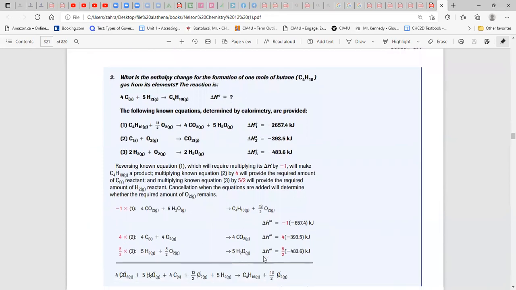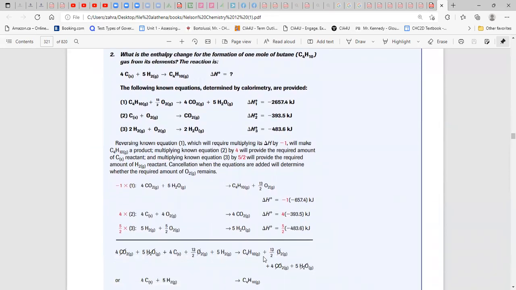This is another example. What is the enthalpy change for the formation of 1 mole of butane? So here is the butane, here is the target equation. The steps are given to you, we need to figure it out. So we look at C4H10. C4H10 is here on the wrong side, it should be on the other side, right? That's why we need to multiply it by -1. Everything will be switched. The coefficient is right, so it's 1 and 1 here. We don't have to touch the coefficient.